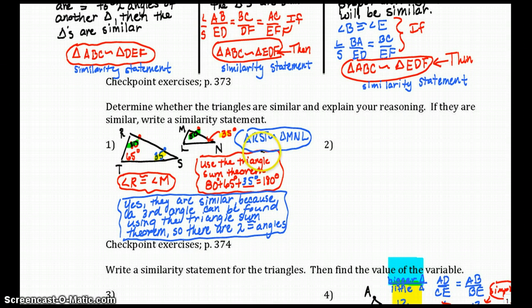And then they asked you, if it was similar, to write a similarity statement. So triangle RST, now make sure you use corresponding points, is similar to triangle MNL. So R corresponds to M, S corresponds to N, T corresponds to L.